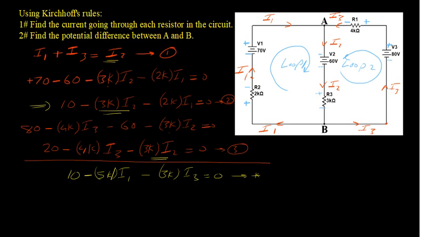Now let's try the third equation. After substituting the I2 and expanding it, it will give me 20 minus 3 kilo I1. Let's fix this one, sorry.